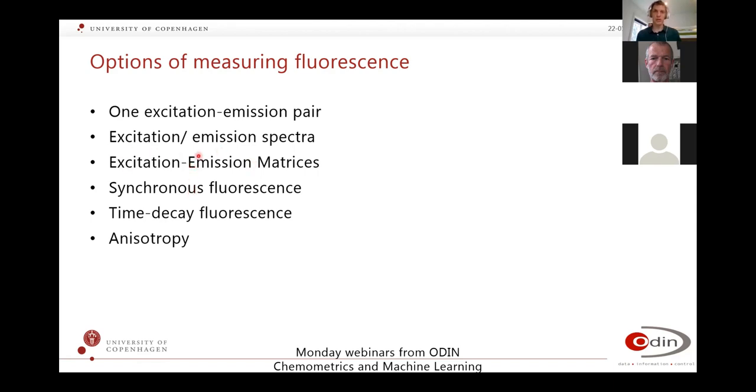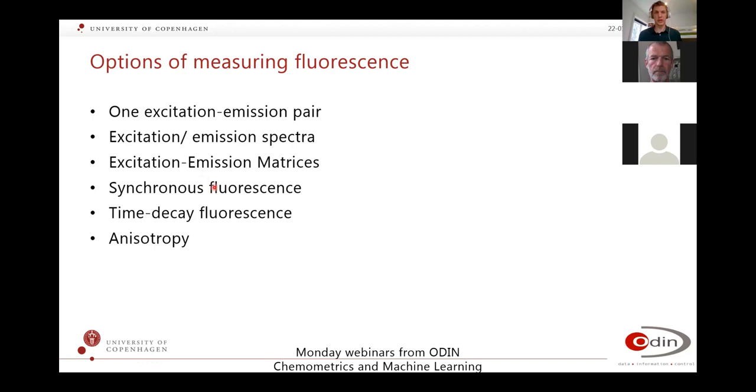Excitation emission matrix means that you're measuring the emission spectrum at several excitation wavelengths. So that's just an expansion of what you have up here. Synchronous fluorescence is a bit different. Now you are measuring the emission at a certain offset from the excitation. Then you do an excitation scan, and you get that offset on your emission spectrum. And then you can change this delta to be different. Thus you will get a three-dimensional landscape with synchronous fluorescence.